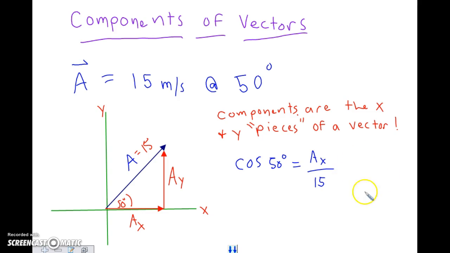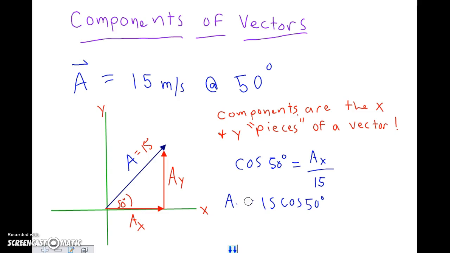At that point, solving this is simple. It'll be A sub x equals 15 cosine 50. And you could run that in your calculator yourself. You get the point of how to find that. There's no need to find the direction of components, other than noticing that they're either on the positive x side, or possibly, if the original vector was in another quadrant, the negative x side. That'll be more important when we do the component method, and I'll talk about that more in the next video.